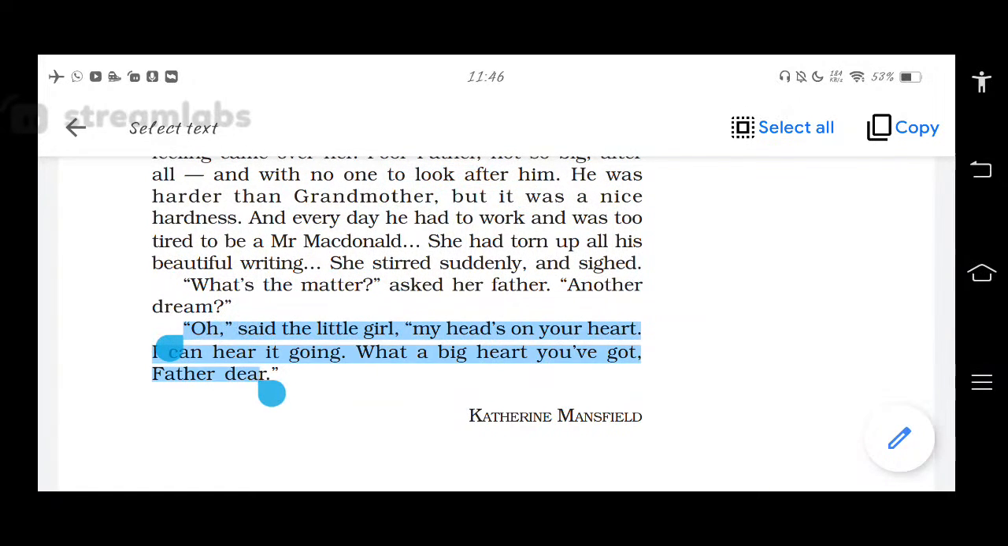Oh, so that's what, look at this. "Oh," said the little girl, "my head's on your heart. I can hear it going. What a big heart you have got, father, dear!"